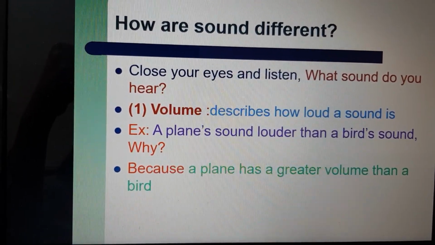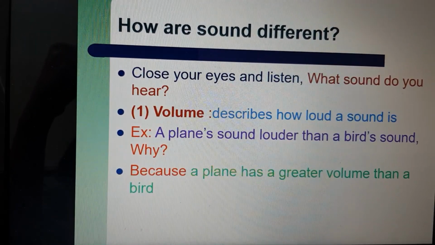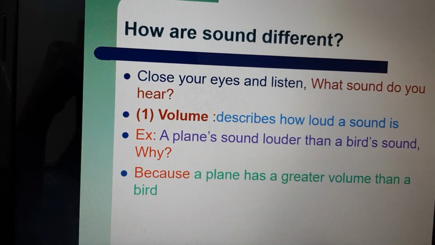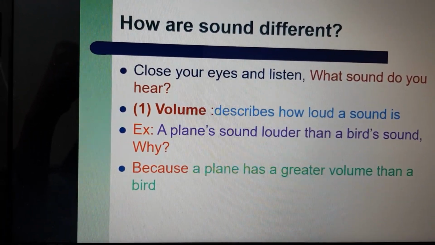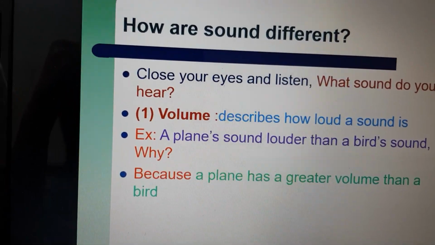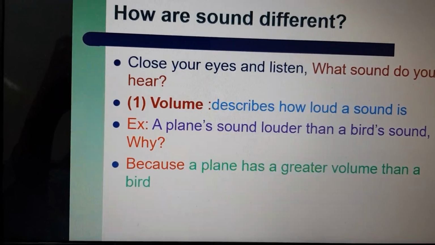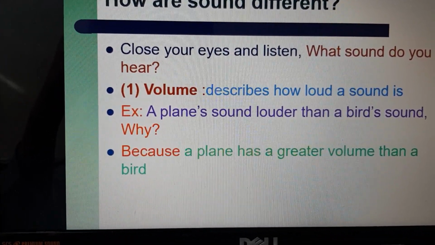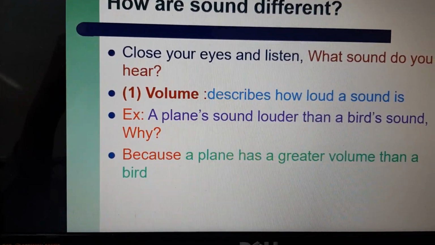How are sounds different? Close your eyes and listen. What sound do you hear? Without seeing anything, just close your eyes and try to hear different sounds around you. Why are the sounds around you different? Number one, the volume of the sound. What is the meaning of volume? Volume describes how loud a sound is.